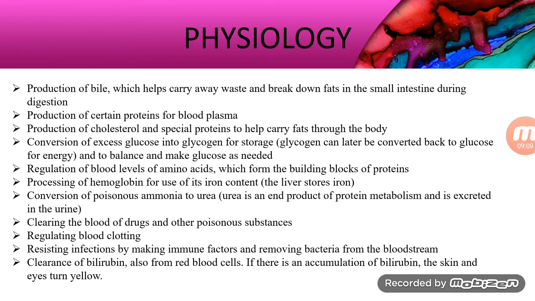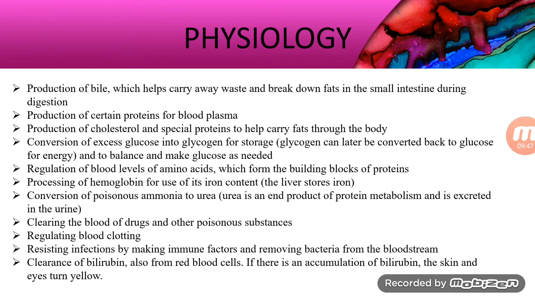And then regulating blood clotting. The blood clotting factors, the blood clotting mechanism, is also regulated by the liver. And then resisting infections by making immune factors and removing bacteria from the bloodstream. So not only filtering the toxic substances, the liver is also making immune factors, okay, to resist infections, and also removes bacteria from the bloodstream.